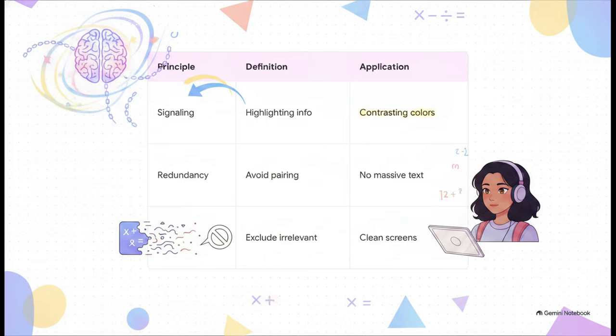Signaling uses cues, like little arrows or highlights, to direct attention. Redundancy reminds us not to show massive blocks of text while speaking those exact same words out loud. And coherence means keeping screens clean of irrelevant, flashy animations. We want the brain focused entirely on the learning objective.